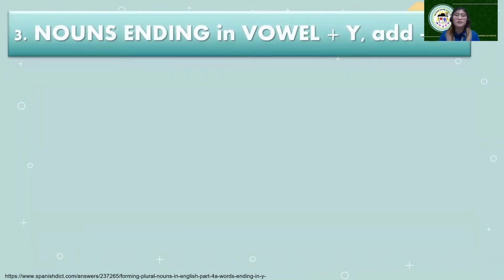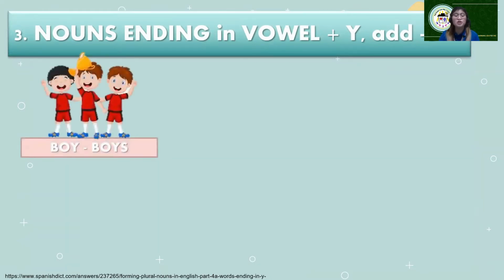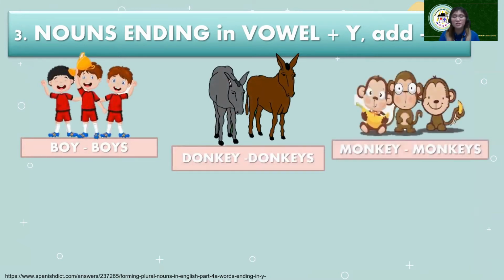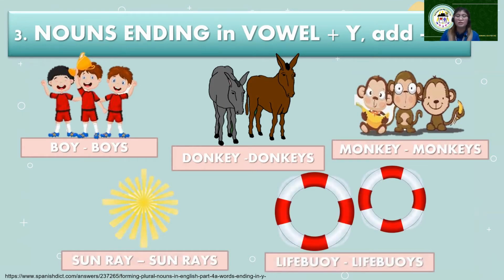Now, there are nouns ending in vowel plus Y, so all you need to do is just simply add S, such as boy to boys, donkey to donkeys, monkey to monkeys, sun ray to sun rays, and life boy to life boys. Again, we can say you just simply add S if the word ends with a vowel and Y, like O and then Y, simply add S.